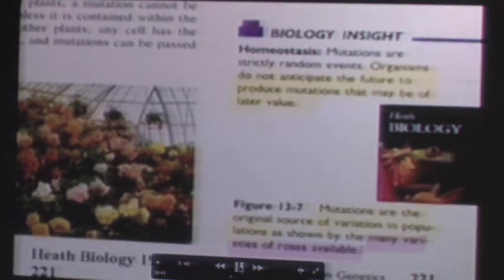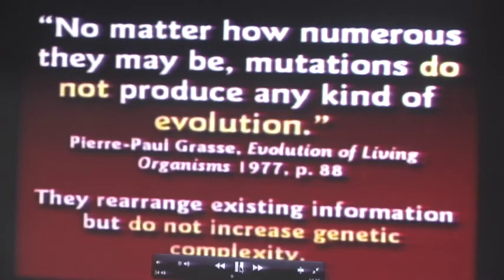Mutations happen, there's no question. Thousands and thousands of mutations happen. But even guys like Pierre Grassé will say, no matter how numerous they may be, mutations do not produce any kind of evolution. They're only scrambling existing information. They're not adding anything new. Here's a five-legged bull. That's a mutant. There's no new information added. Doesn't the bull already have the gene code to make a leg? You just built one in the wrong place, that's all.